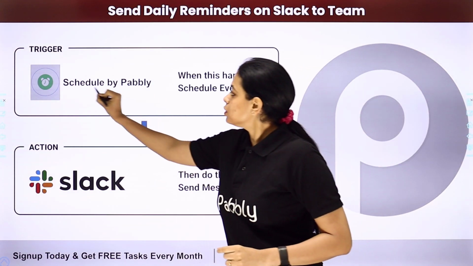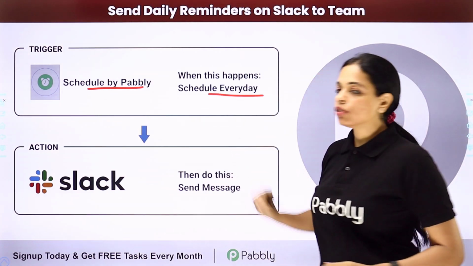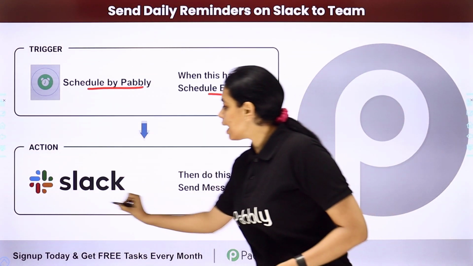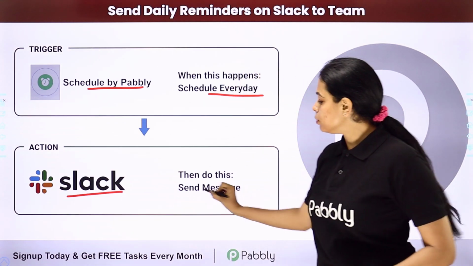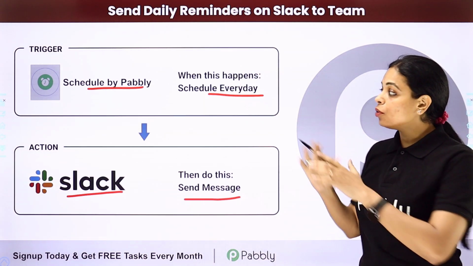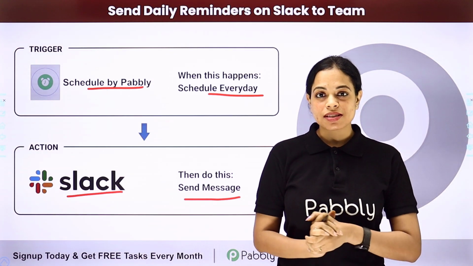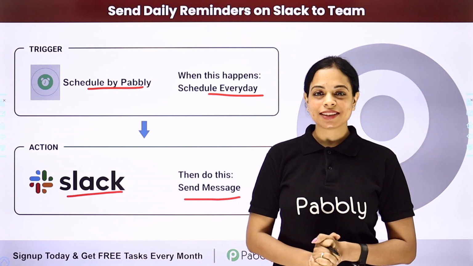So, first use a scheduler by Pabbly, which is a feature. And here you have scheduled the workflow to run every day. And then you have connected this with Slack, where you will be sending the messages. And this can be done using Pabbly Connect. Now, how can you actually do this yourself? Integrate and automate this entire process. To understand that, let me take you to my screen.